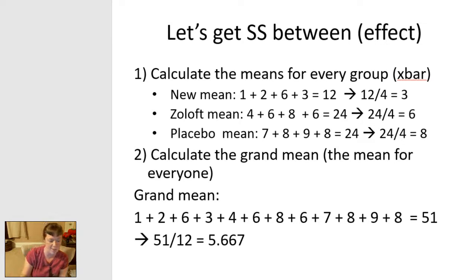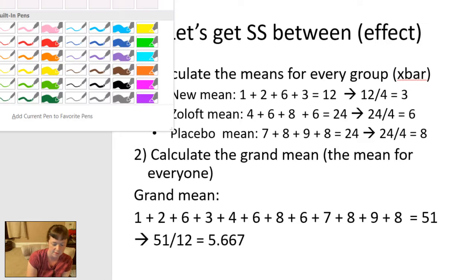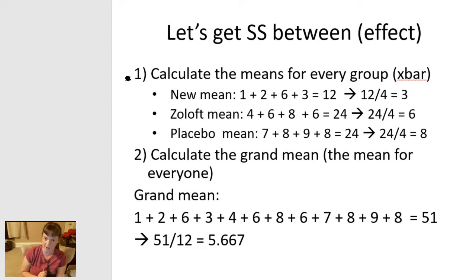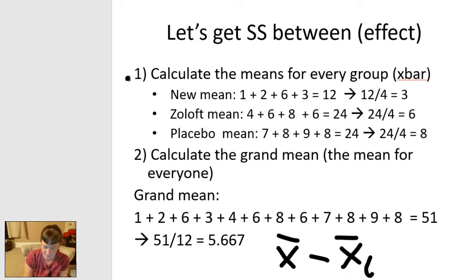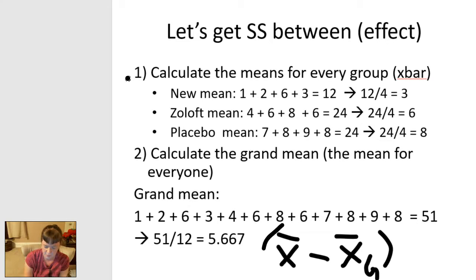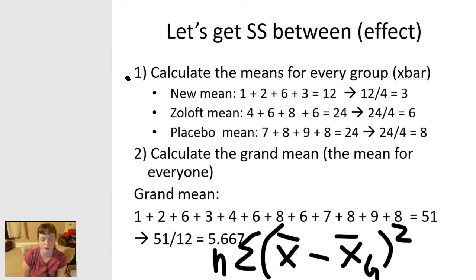Because let's refresh our memory on the equation for the sums of squares between. You take each subgroup average minus the grand mean. We're going to square those, sum those, and then multiply that by baby n. That is how to get the sums of squares between.